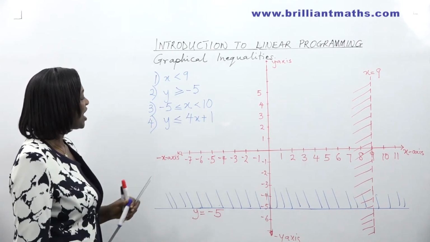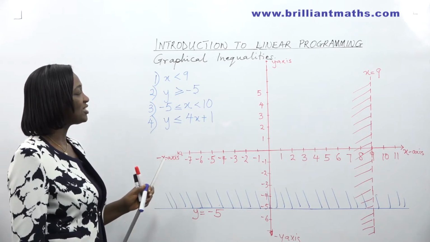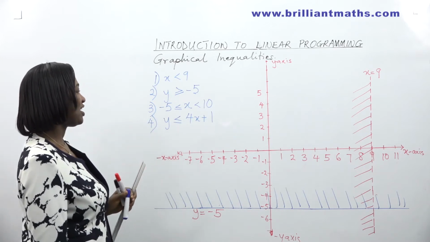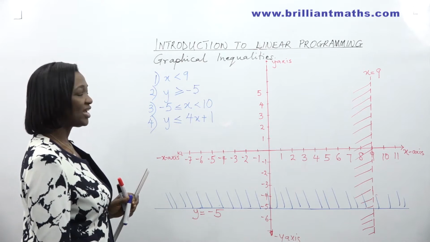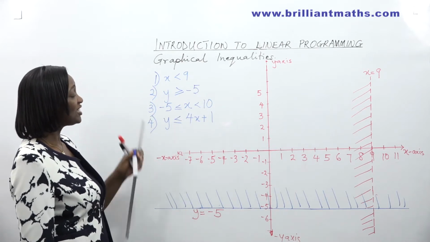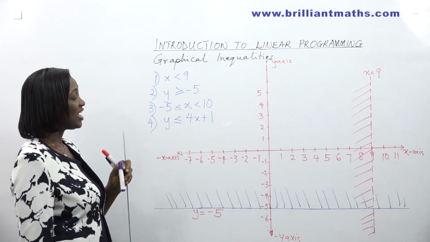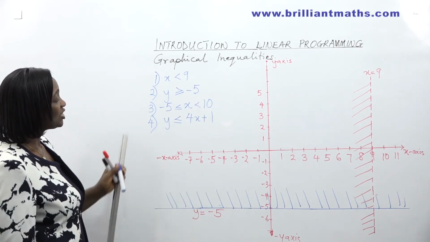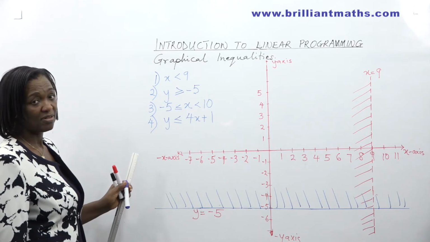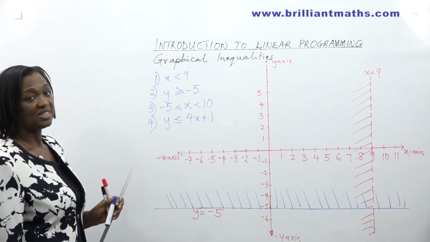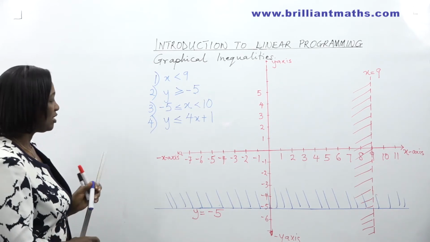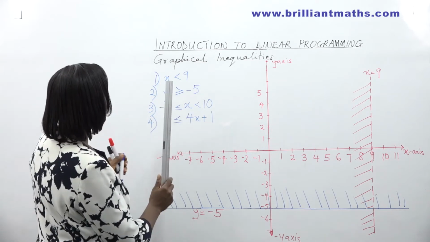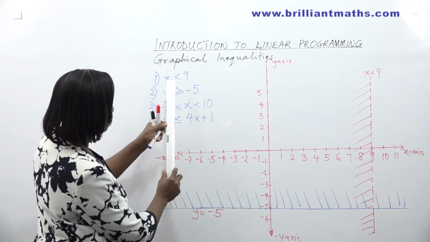minus 5 is less than or equal to x, less than 10. I take it again. Minus 5 is less than or equal to x, and x is less than 10. That means that x is greater than or equal to minus 5, but less than 10. So we have a bounded region on both sides. X is greater than or equal to minus 5.